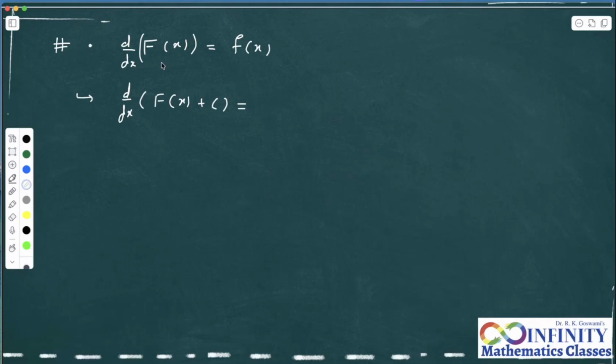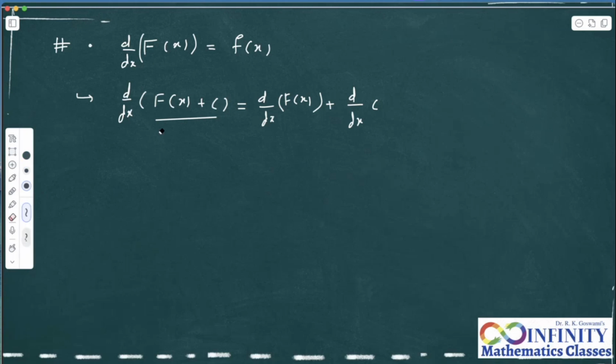In case of capital Fx, if I differentiate Fx plus c, where c is a constant, what should be the outcome? Doesn't the c disappear? Yes, c will disappear. So you will be getting fx only. Let me just elaborate more. Because the derivative rule is linear, I will be differentiating Fx plus, and I will be differentiating c. Any doubt?